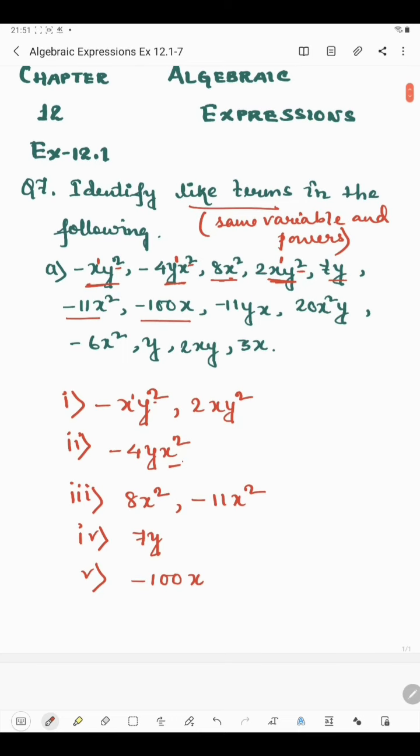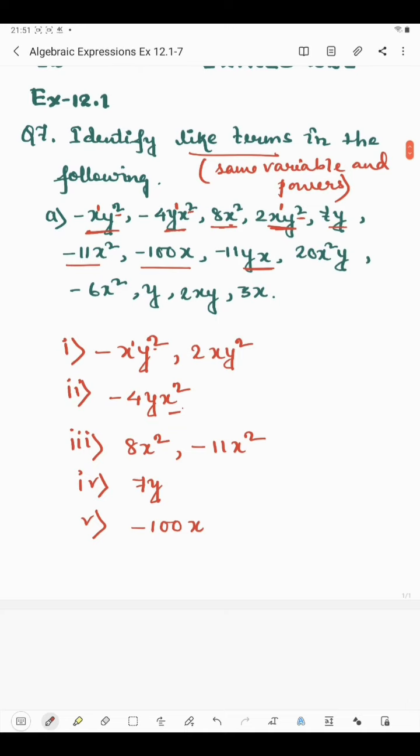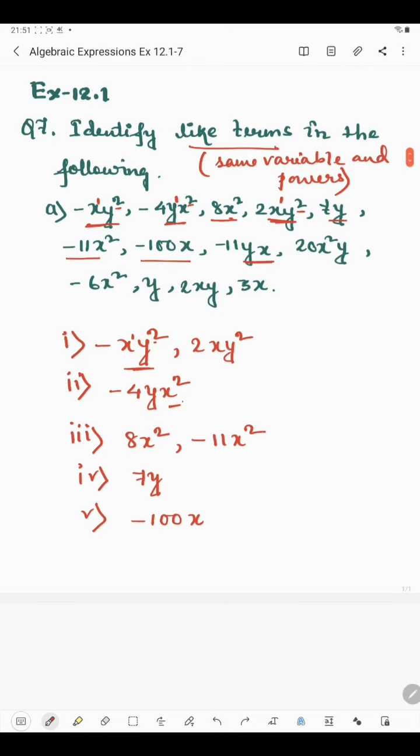Okay. Next we have minus 11yx. So yx term is not present over here because here is xy square. In the first number we have put the variable xy square, right? And in the second number we have put yx square, but we have not put yx term. So since yx term is not present over here, we'll have to put this separately.